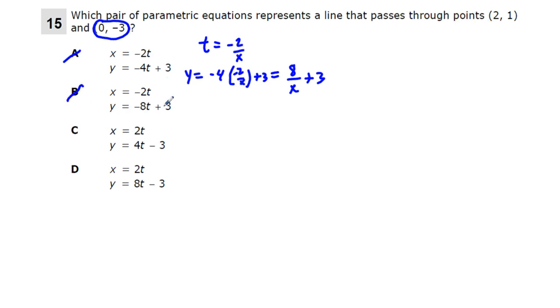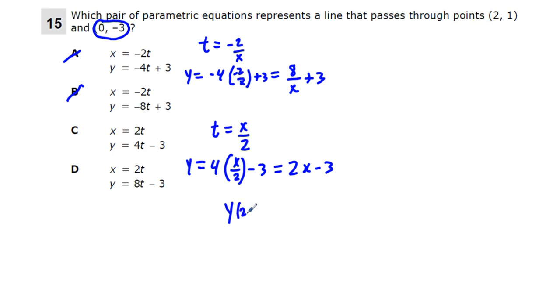Nor is answer choice B going to work. Okay, so now we are between answer choices C and D. So we can just try this out. We're going to try answer choice C. We get t is equal to x over 2. And now substituting in for t, we get y is equal to 4 times x over 2 minus 3. That's going to be 2x minus 3. So we want the point (2, 1). Well, if we say y, where x equals 2, equals 2 times 2 minus 3, so that's going to be 1. So we plug in 2, we get 1. C looks like the right answer.